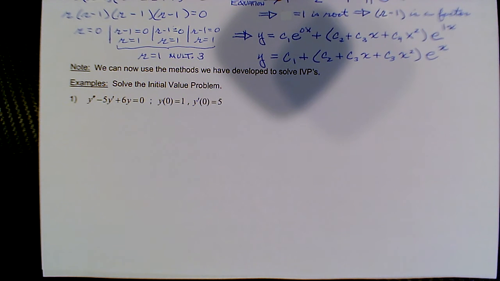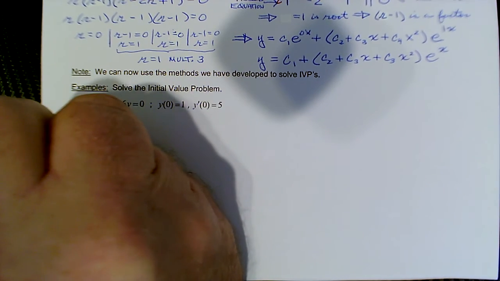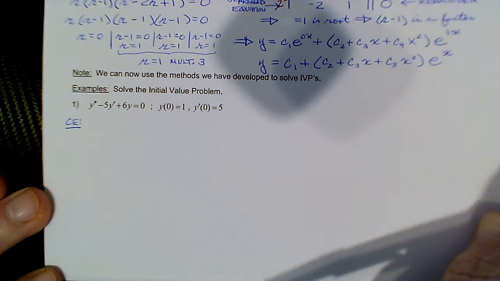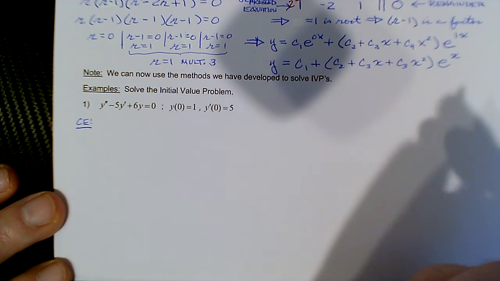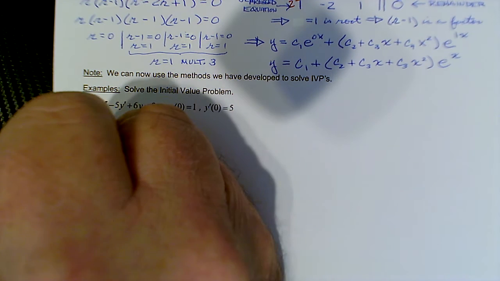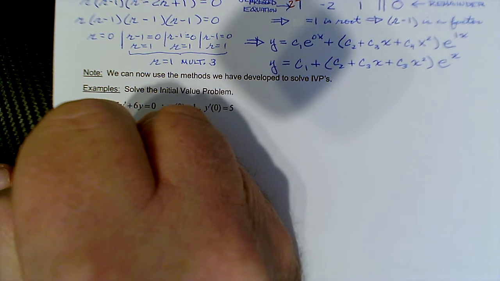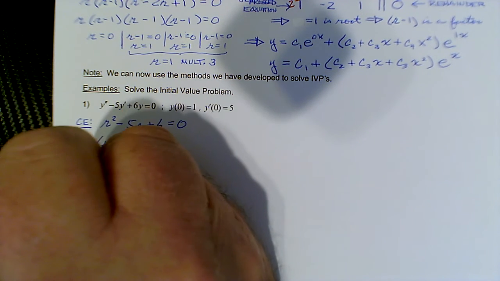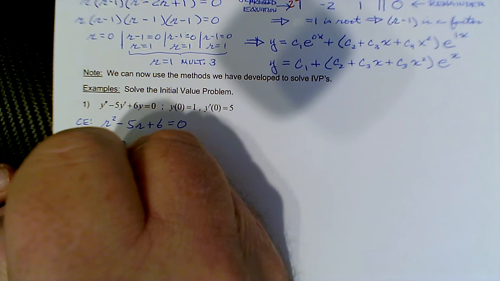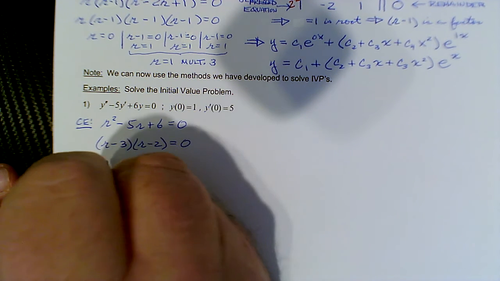So on to initial value problems. We start with the characteristic equations. It's basically just doing what we did earlier, finding a general solution, then using the initial conditions to find the particular solution. So we start with the characteristic equation, r squared minus 5r plus 6 equaling 0 in this case. This one factors neatly, r minus 3, r minus 2, or vice versa.